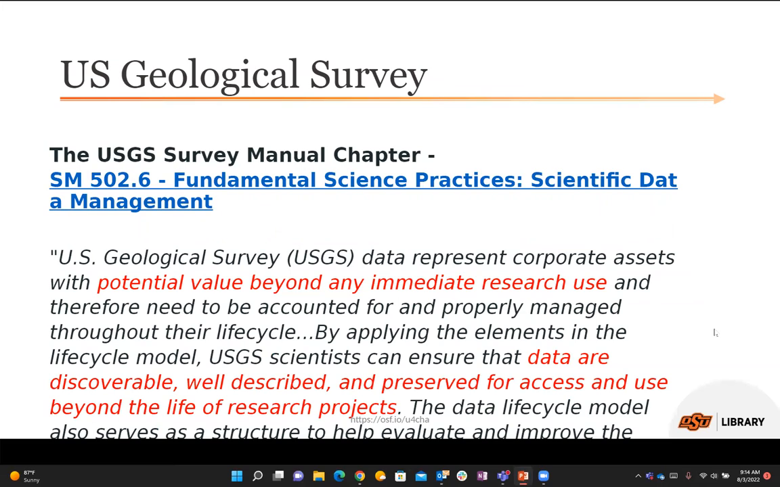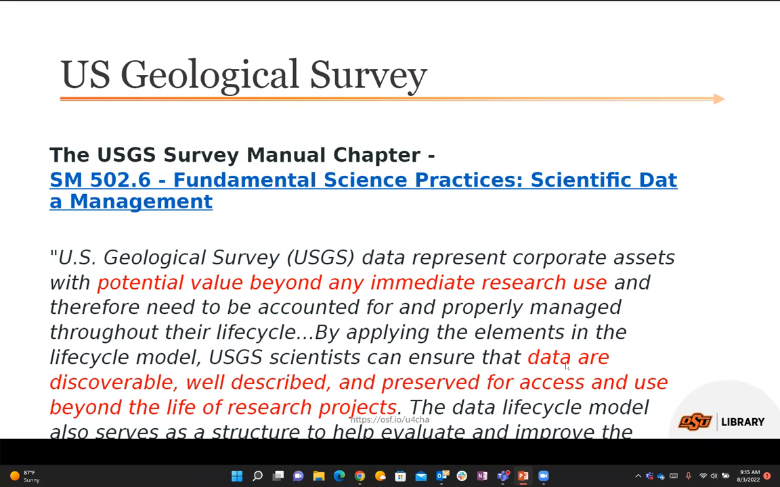So let me draw your attention to a site. The USGS, US Geological Survey, has a particularly well organized site with lots of good information about data management. So even if you don't work in an area that might be funded by the USGS, I encourage you to take a look. This fundamental science practices data management section is very, very useful. And I've highlighted a few things here. You can see that the USGS is highlighting the fact that they care about data because of its potential value beyond any immediate research use, and that they're intending that scientists at the USGS will make sure that all their data throughout the data life cycle, and we'll look at that in a minute, are discoverable, well described, and preserved for access and use beyond the life of the research projects.